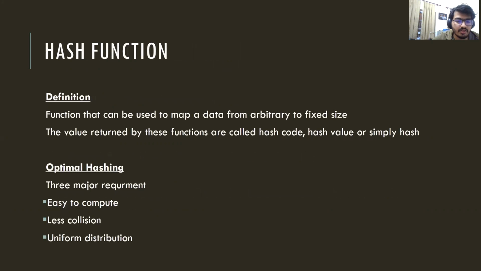Hash function definition. A function that can be used to map data from arbitrary to fixed size. The values returned by these functions are called hash code, hash value, or simply hash. Optimal hashing has three major requirements: easy to compute, less collision, and uniform distribution.